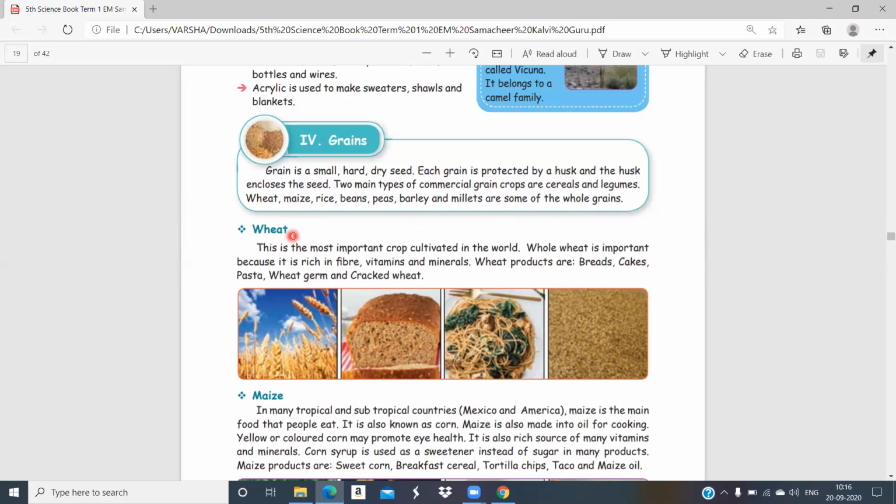And wheat. First we will study wheat. Wheat is the most important crop cultivated in the world.